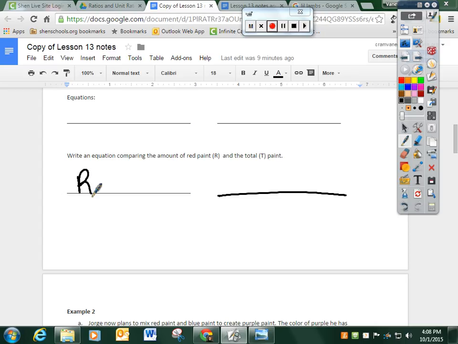We took the red paint. We times it by 4 to get the total. You can also take the T total and work backwards, divide it by 4 to get the R red paint. Okay, really fun. Let's look at our next problem together.